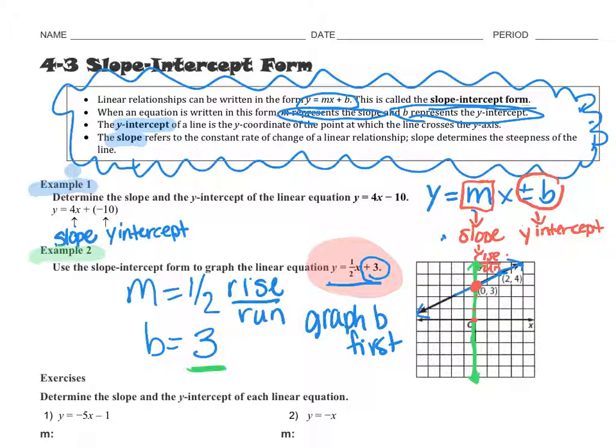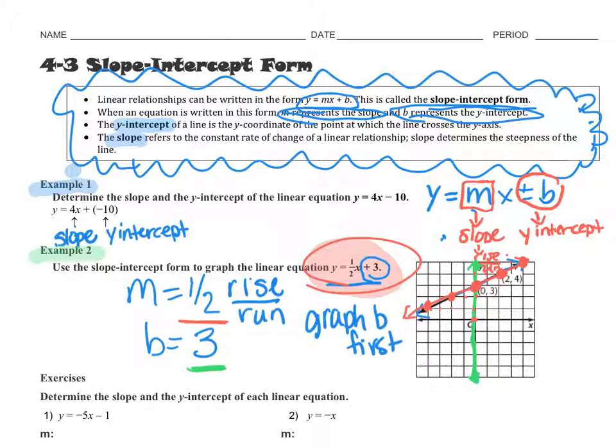Then I take my rise over my run. From the point I graphed, I rise 1, run 1, 2. That's my next point. Then rise 1, run 1, 2. That's my next point. This is a positive slope, so that's why it's going up and to the right. The direct opposite of up and to the right is back and to the left, so that would be another point. Then I connect all my points, and I've graphed this line.